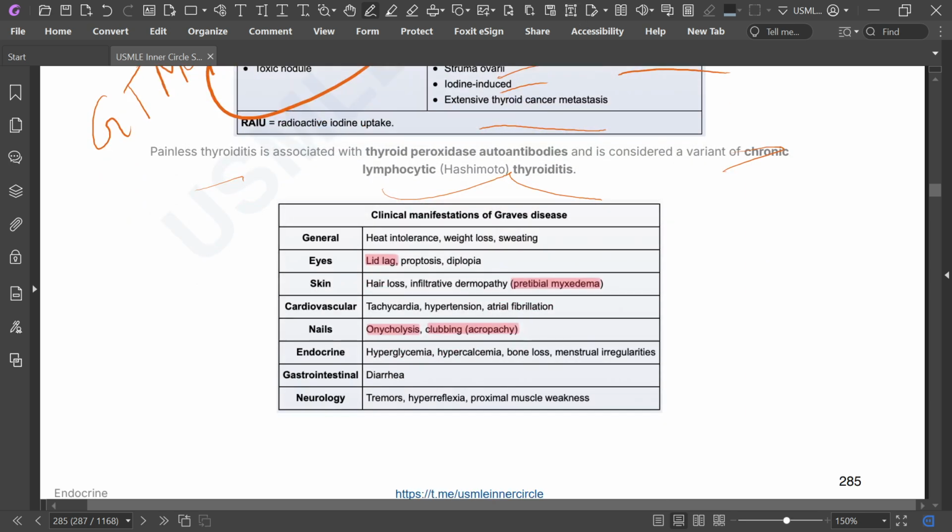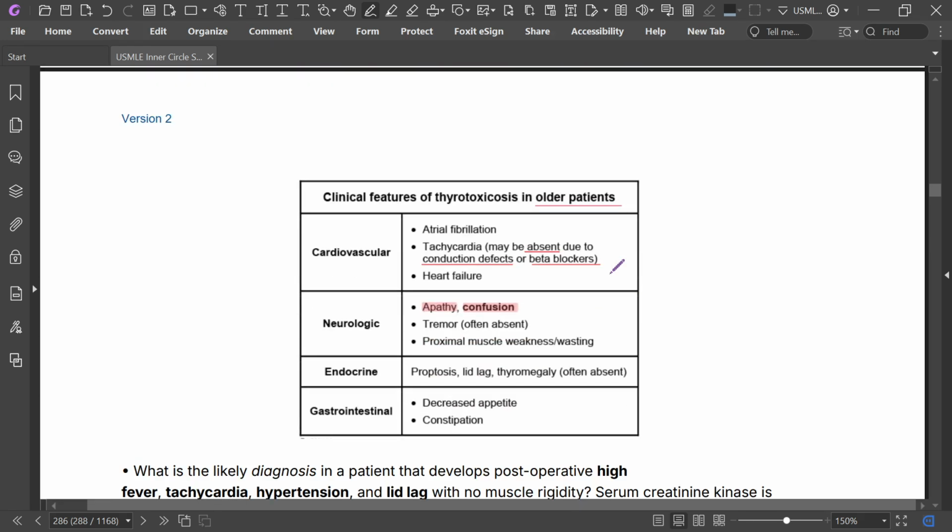Features of Graves' disease. In the eye: lid lag, lid retraction, diplopia. In skin, there may be hair loss. In the heart, there may be hypertension and atrial fibrillation. In the nails, there may be onycholysis and clubbing. In endocrine, there may be hyperglycemia, hypercalcemia, bone loss, and menstrual irregularity. In GI, there may be diarrhea. Neurological: tremor, hyperreflexia, and proximal muscle weakness can happen.